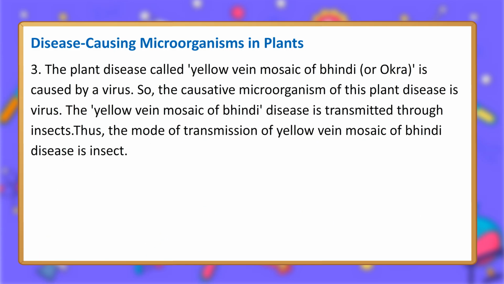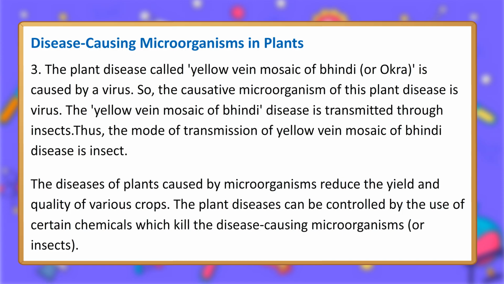3. The plant disease called yellow vein mosaic of bhindi, or okra, is caused by a virus. So, the causative microorganism of this plant disease is virus. The yellow vein mosaic of bhindi disease is transmitted through insects. Thus, the mode of transmission of yellow vein mosaic of bhindi disease is insect. The diseases of plants caused by microorganisms reduce the yield and quality of various crops. The plant diseases can be controlled by the use of certain chemicals which kill the disease-causing microorganisms, or insects.